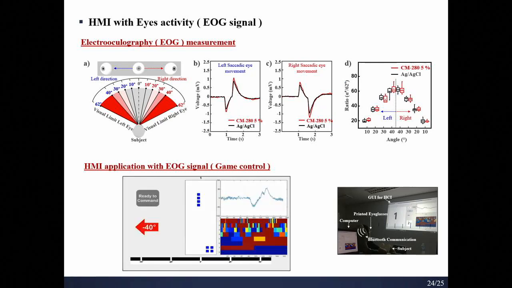Here it shows the EOG signals, and we control the blocks in real time. This is a very basic application with the EOG signals, but we showed the possibility of using EOG signals to manipulate machines by just wearing our eyeglasses and moving our eyes.